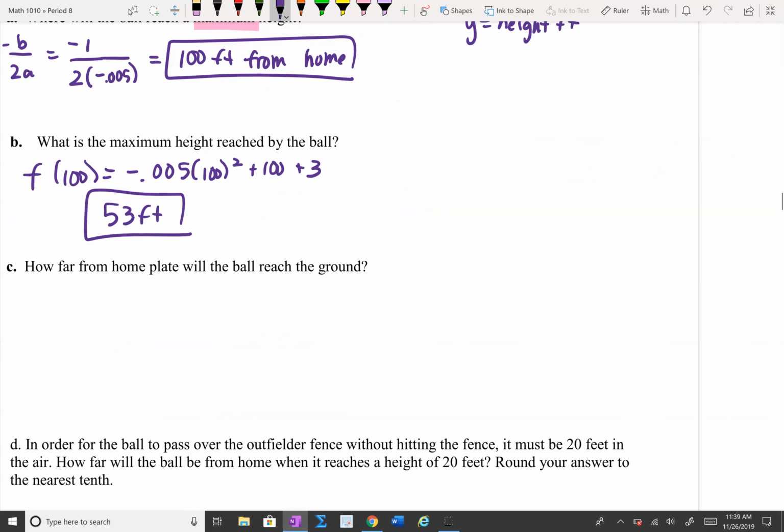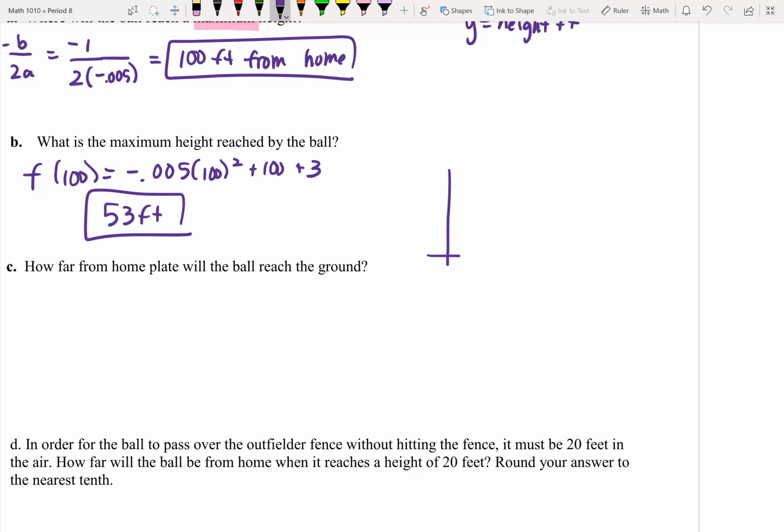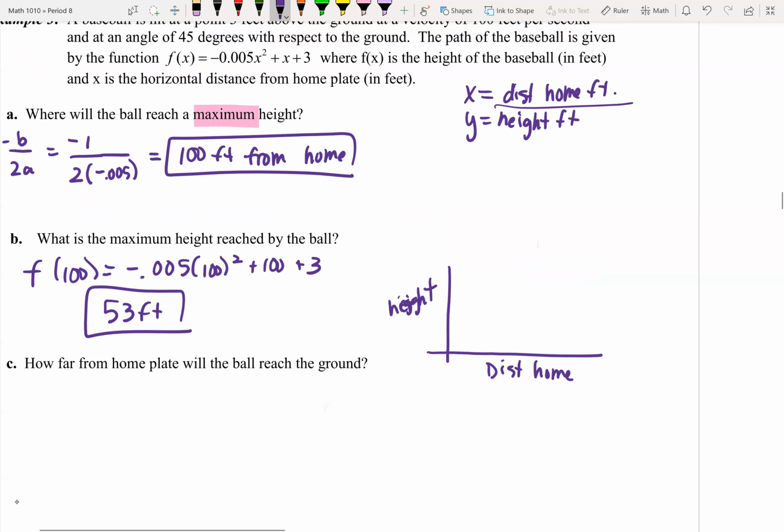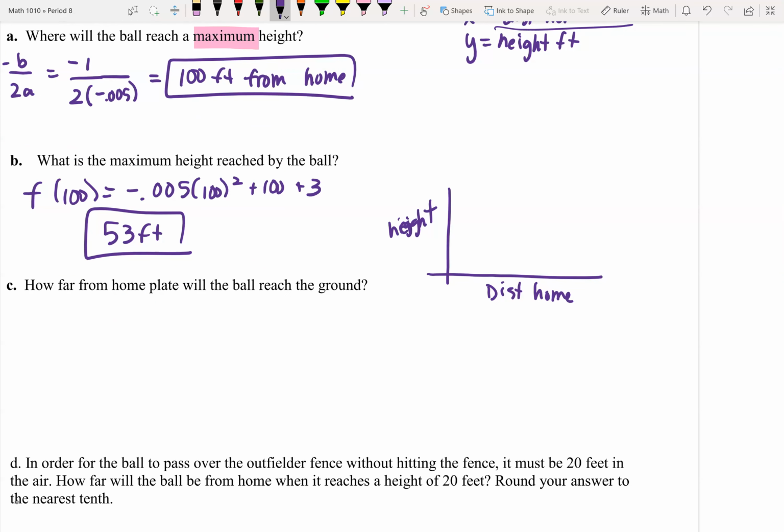Okay, so pay close attention. Okay, everybody look. Here's the x-axis. Here's the y-axis. This is the x value, which is distance from home. This is the y value, which is the height. Okay, so the ball gets hit, and this is the path of the baseball. Looks like that.